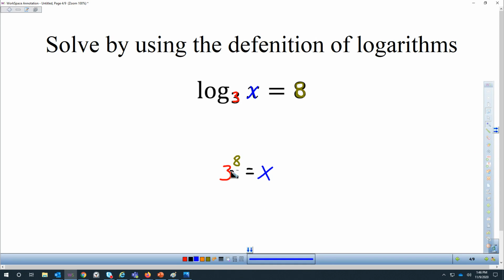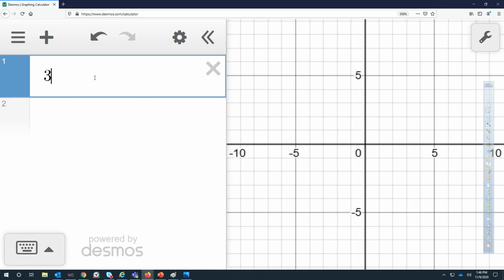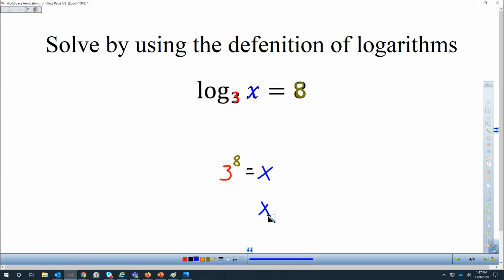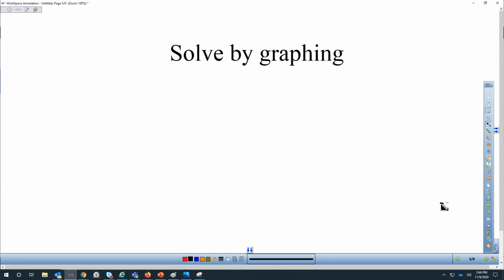Now again, like last time, you can see that this is telling me what x is. X is equal to 3 to the 8th power, or 3 times itself 8 times. You could figure that out, 3 times 3 times 3, 8 times. I'm just going to go to my calculator, and let's do 3 to the power of 8. And I get 6,561. So x is equal to 6,561. So there you go.